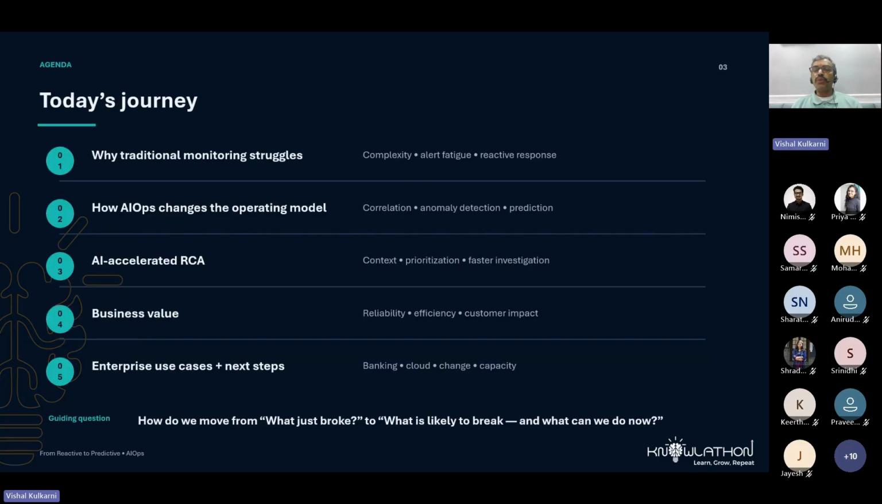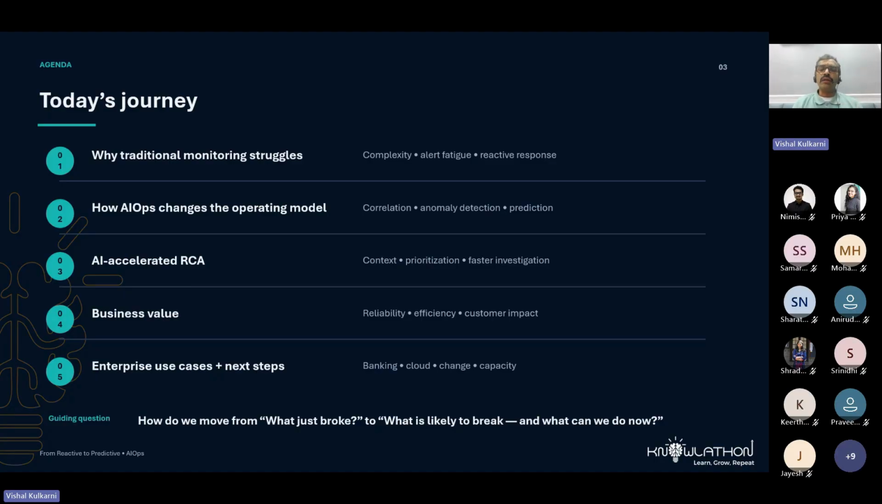Now, as we move on, this is a kind of today's journey, and this is what we are going to take a look at in subsequent discussions over the next few slides. I'm going to give you a quick round of introductions to those concepts, which will set up some context.